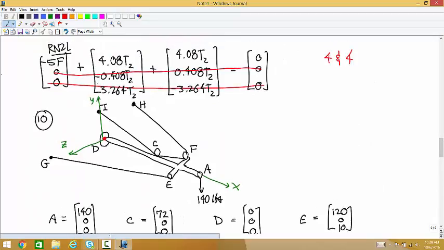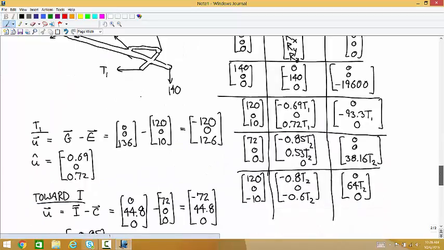That was this cable here. And that's the same cable as this one. And we called that one T2. Did I? Is that what I did? So it should be T2.